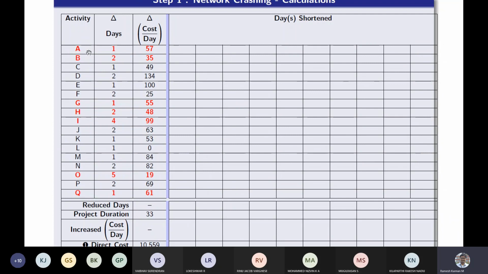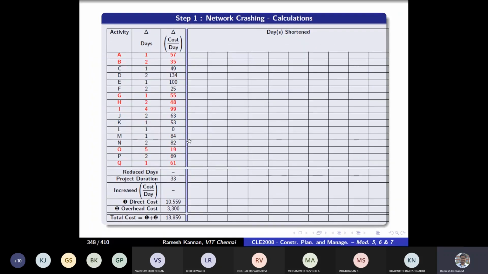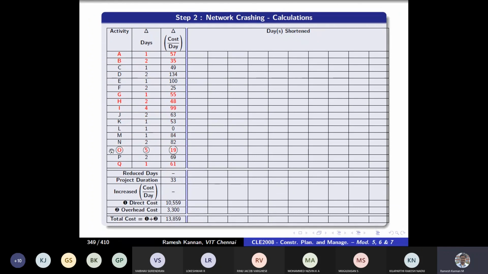Same way, in this case, A, B, G, H, I, O, Q, among these, which has the least cost slope? So the least cost slope is 19, and that corresponds to activity O, and that can be reduced by 5 days. So this is a very interesting thing. So let's take a look. First, we will circle the least cost slope. So make use of your pencil to do this in examination, so that you can erase this, because cost slope gets varied, the critical path also gets varied. In this case, the least cost slope is 19, and it can reduce up to 5 days.